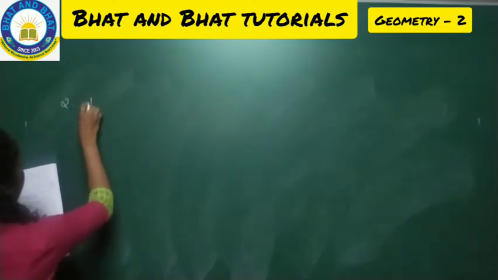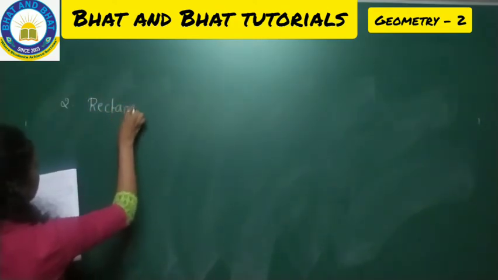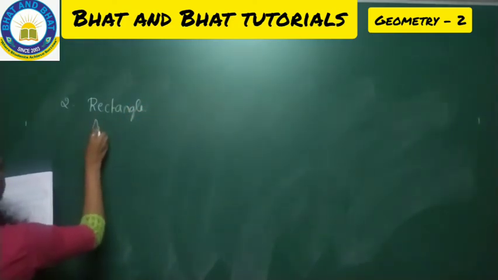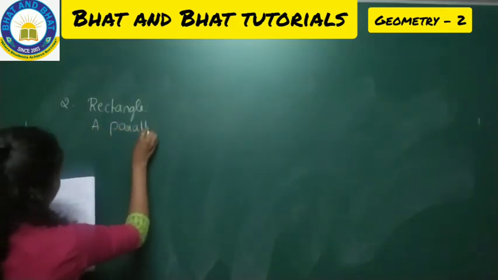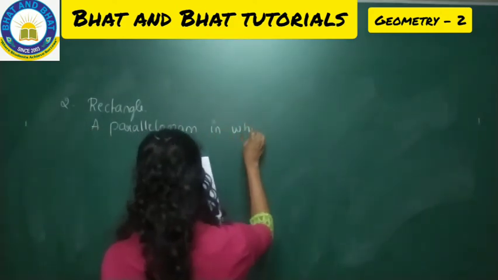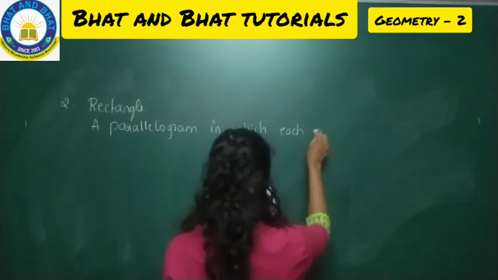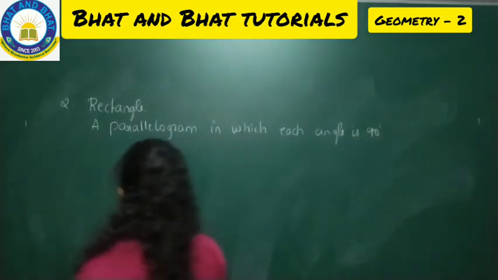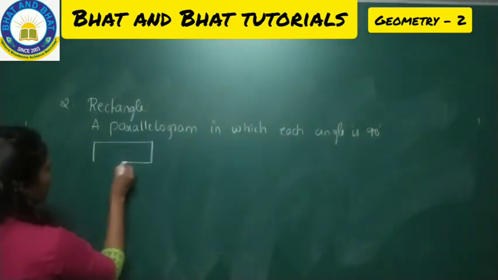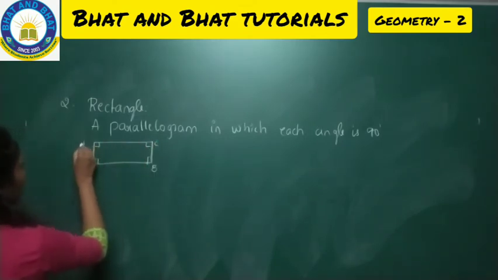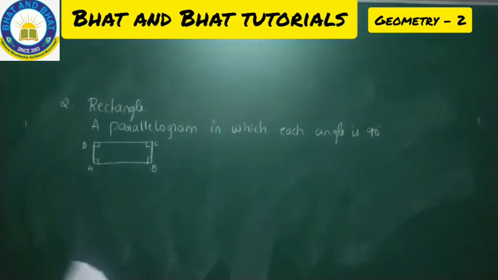The second type is rectangle. Under that, a rectangle is a parallelogram in which each angle is a right angle. It is a parallelogram in which each angle is 90 degrees, or you can write right angle. So here, if you see this figure, it is a rectangle: angle A, angle B, angle C and angle D. Every angle will be 90 degrees.